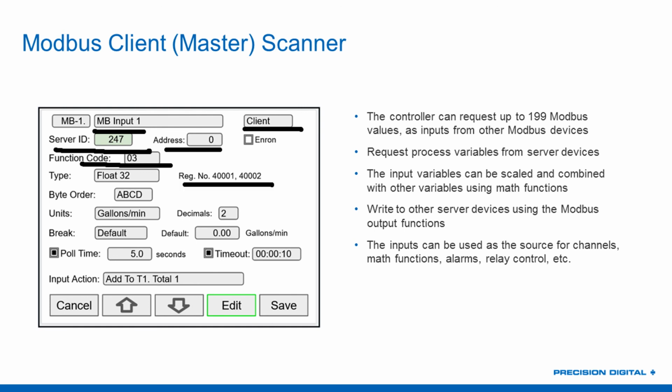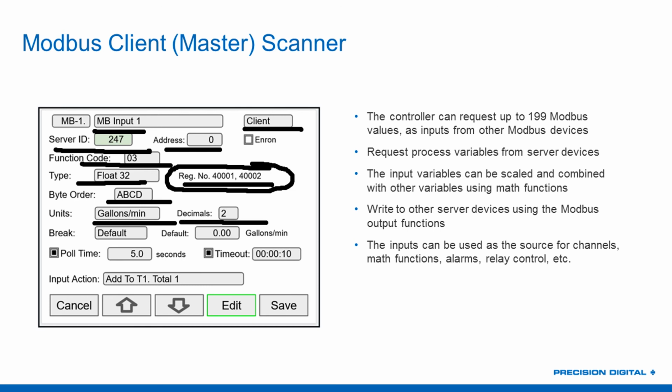That gets you your register number, which confirms. And that just gives you one more thing you can look up in the transmitter or the flow meter manual to confirm that number is correct. And then, yes, the type is fixed by the device you're reading out of. The byte order is fixed by the device you're reading out of. Its units are going to be fixed on the device you're reading out of. And in this case, because we're a float, we need to give it a decimal count, and that's going to be fixed by the device you read out of.